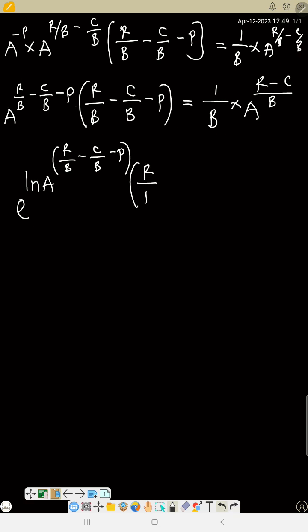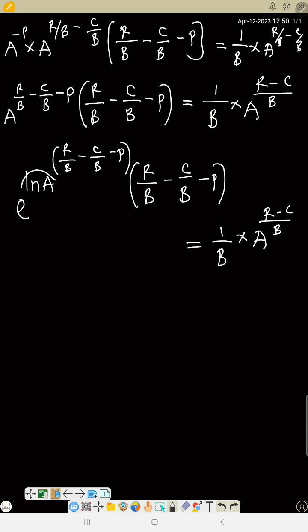Then r over b minus c over b minus p. So it equals 1 over b times a raised to power r minus c divided by b. So it equals this. So this can go to the back of this ln a. So I can have r over b minus c over b minus p.